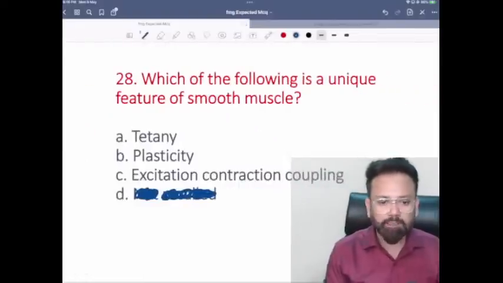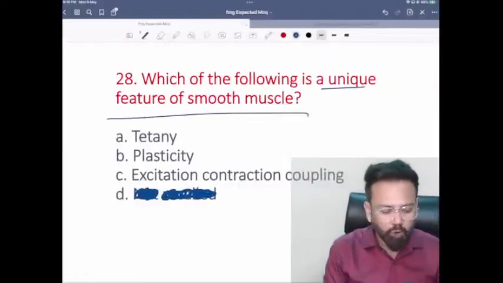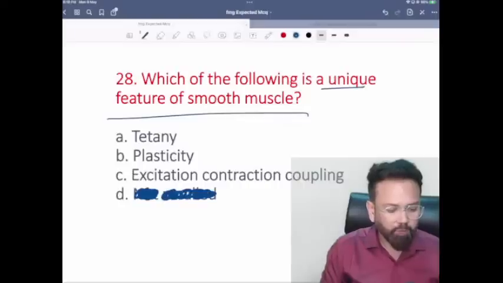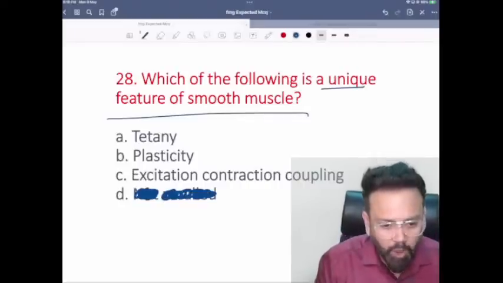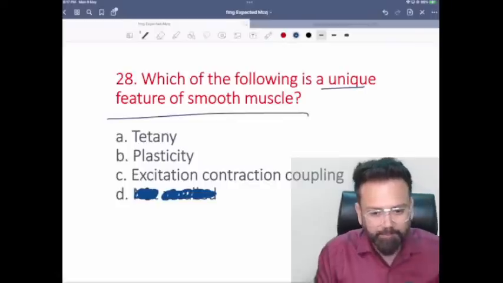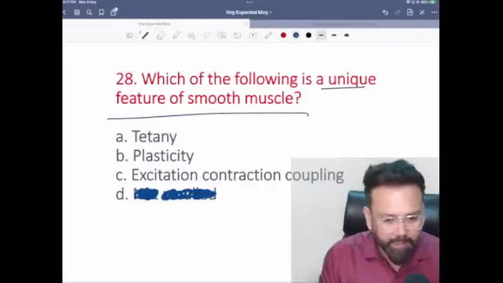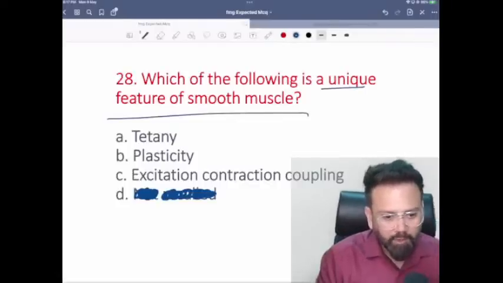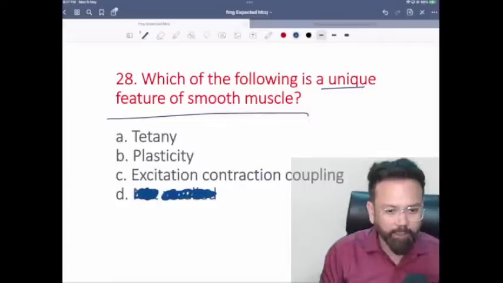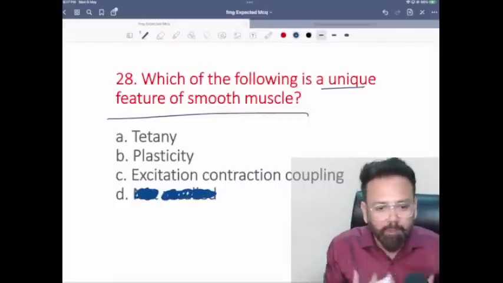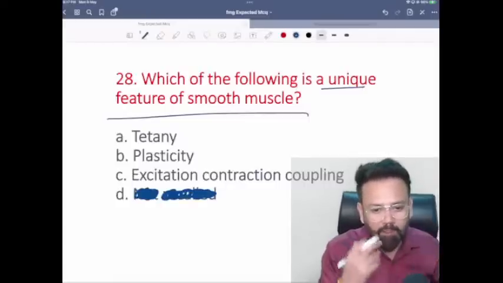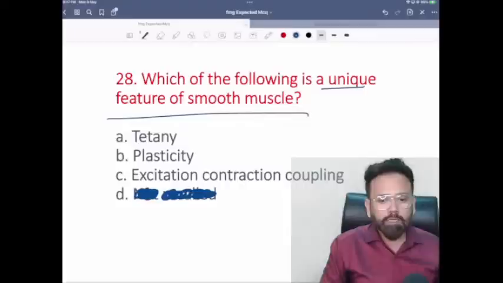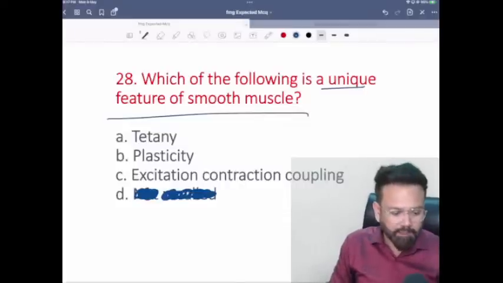Now next question, fast. Which of the following is a unique feature of smooth muscles? Just now we have discussed that. Tetany, plasticity, or excitation contraction coupling? Smooth muscle like stomach, urinary bladder, uterus: are these elastic or plastic?